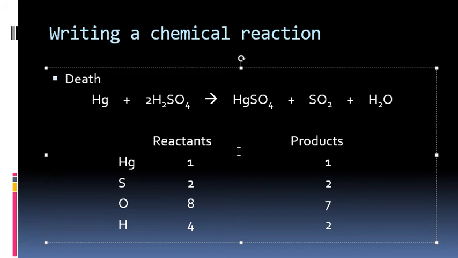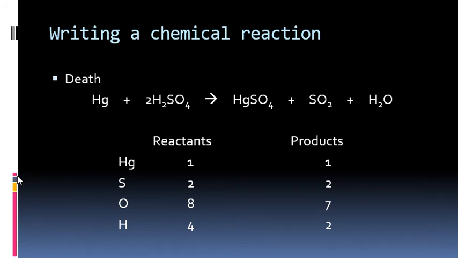So now we have a balanced amount of mercury, we have a balanced amount of sulfur, and now what's left is oxygen and hydrogen. And it looks like we have 1 more oxygen on the reactant side and 2 more hydrogen on the reactant side than we do on the product side. Well, then this is a pretty simple fix. H2SO4 is a molecule that has 2 hydrogens. H2O is a molecule that has 2 hydrogens and 1 oxygen.